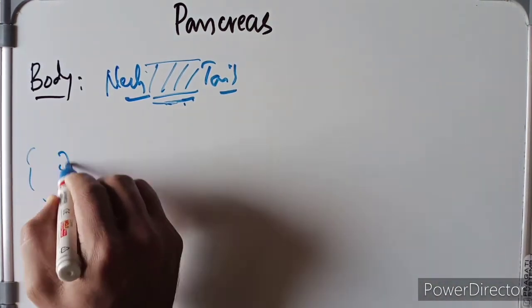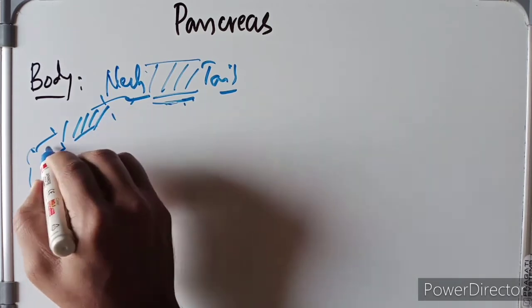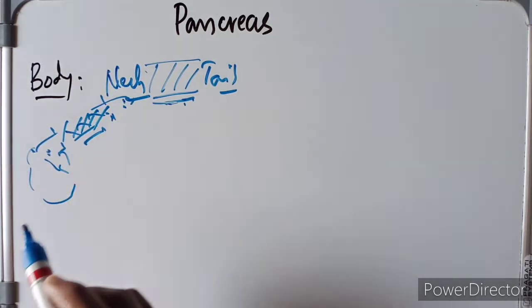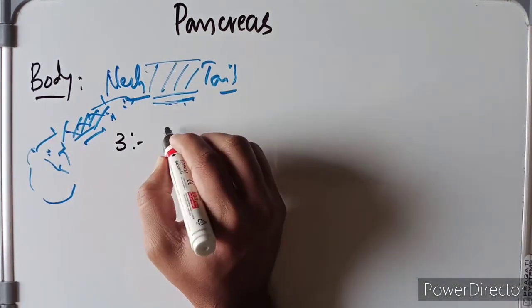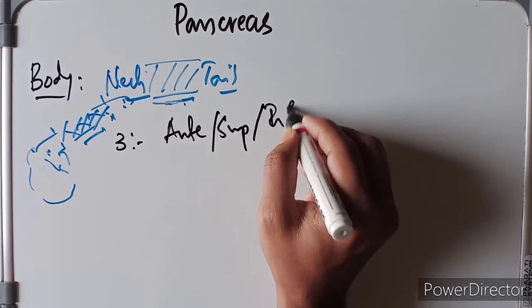We have the pancreas here. So we have the head, neck, and this is the tail. This middle part connecting the neck to the tail is the body of the pancreas. And what are the external features of the body? It presents three borders: the anterior border, the superior border, and the inferior border.